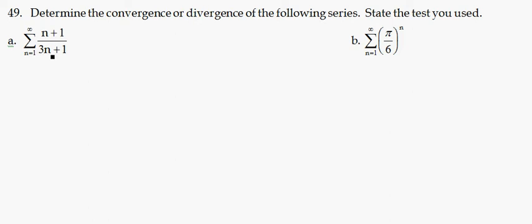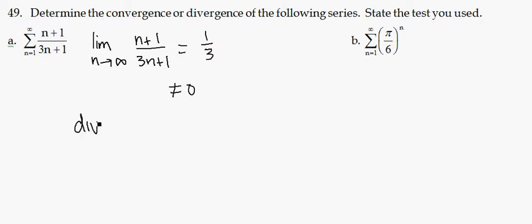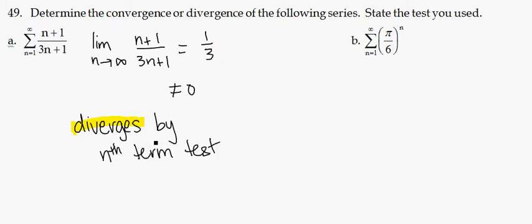What I notice here is that if I take the limit as n goes to infinity, I get 1/3. Since this is not 0, we can say that this series diverges by the nth term test. And you'll notice that in this section, as we do all these problems, I will be looking for the work that you're doing, your conclusion, whether it diverges or converges, and then what test you used.